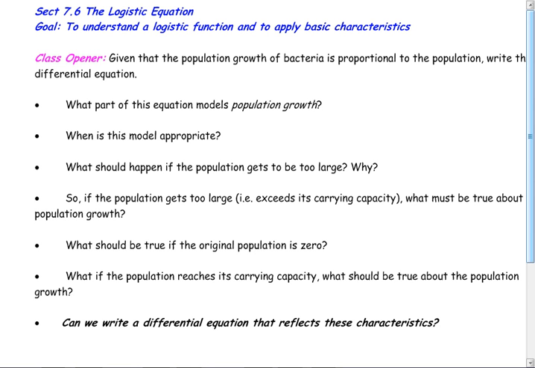Okay, Zach, you should probably have your handout out. Given that the population growth of bacteria is proportional to the population, write a differential equation. So what am I going to write for that? The growth of the bacteria, because they could ask you that. You want dB/dt is directly proportional to the population. So it's k times B.